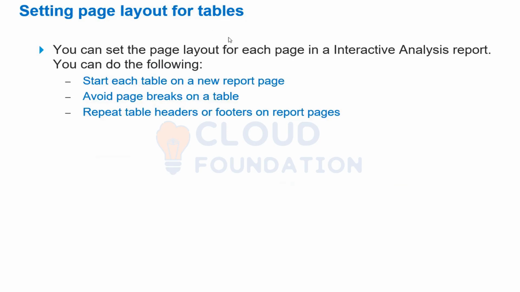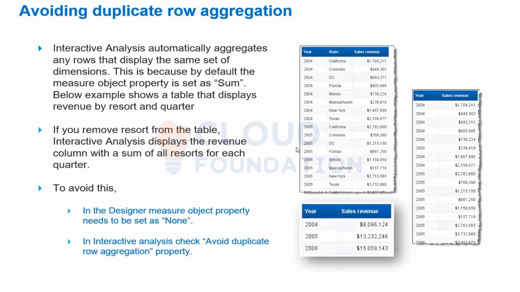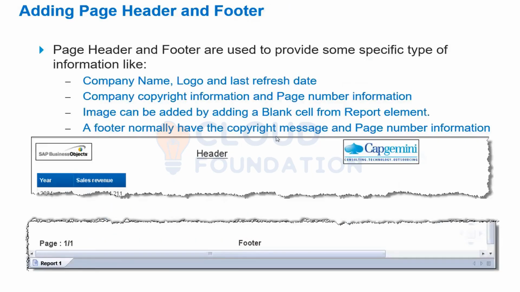Setting page layout for tables. As I told you, repeat table headers or footers on report pages. If you click on that, it will repeat. Otherwise, we will not see the table headers. Those kind of options are there. And also we can avoid duplicate row aggregation using the properties that I can tell you later.